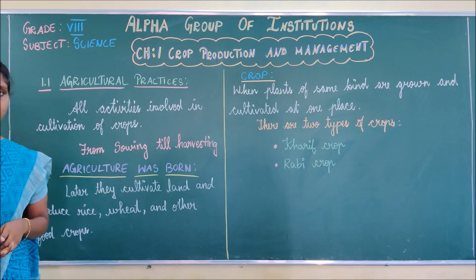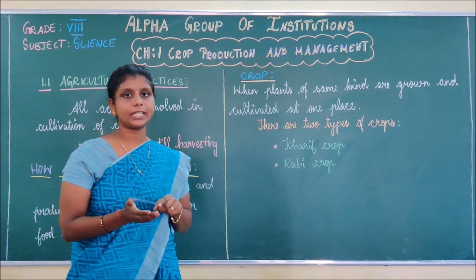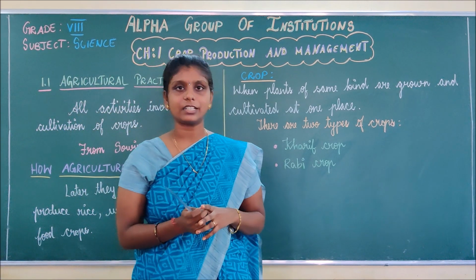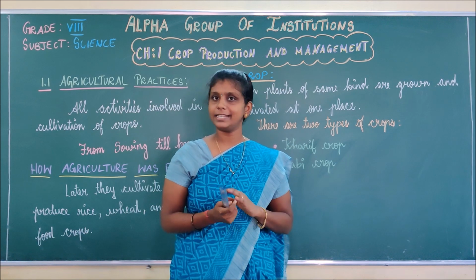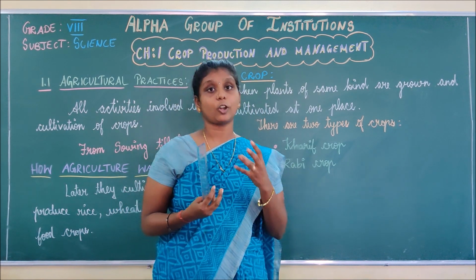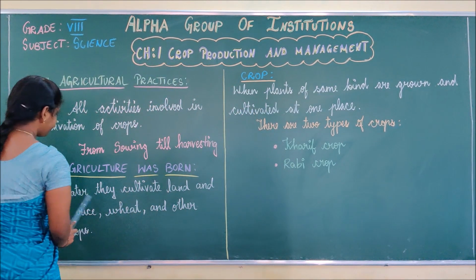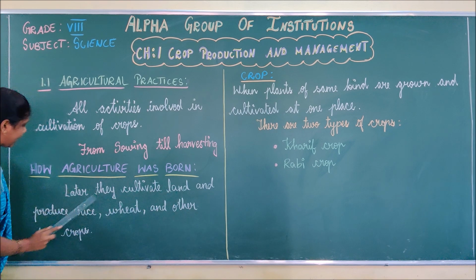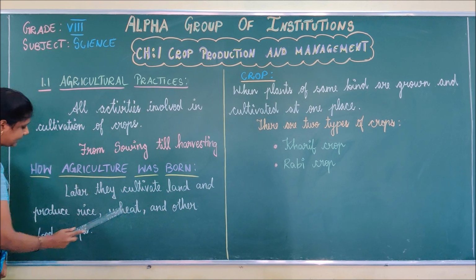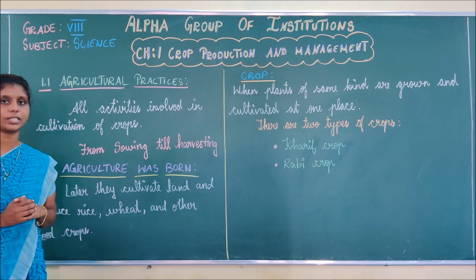Next, we are going to discuss how agriculture was born. Till 10,000 BC, people were searching for food, vegetables, etc. While searching, they ate only raw fruits. Later, they cultivated land and produced rice, wheat, and other food crops. In this way, agriculture was born. Do you understand how agriculture was born?